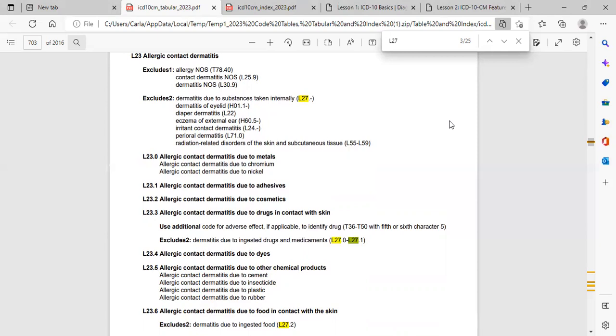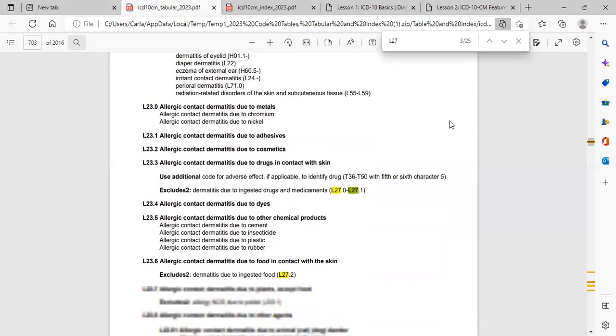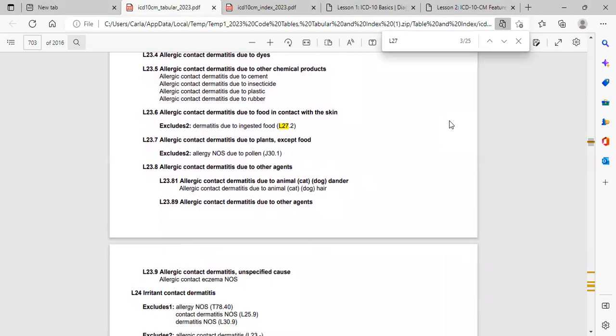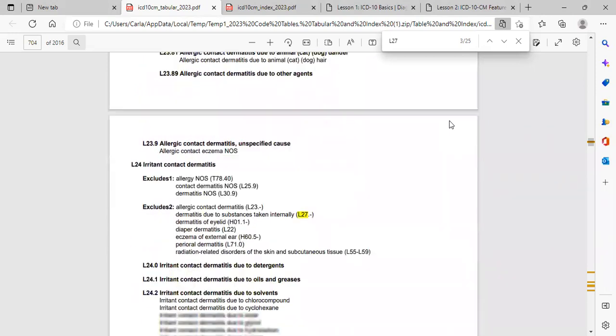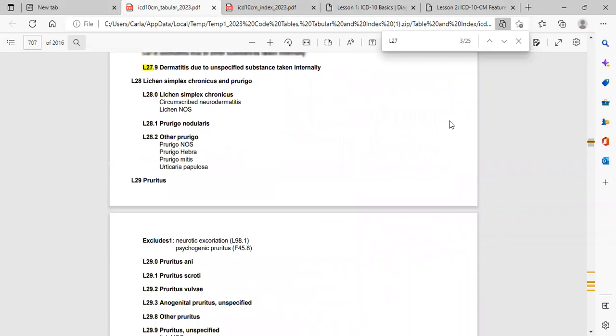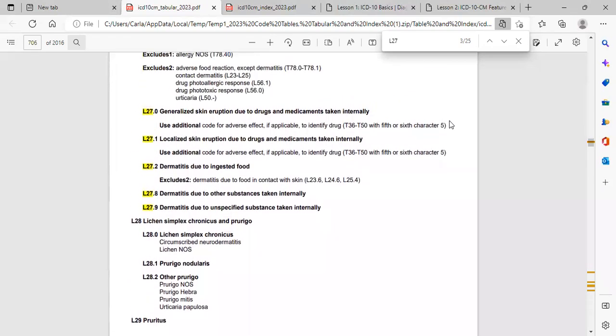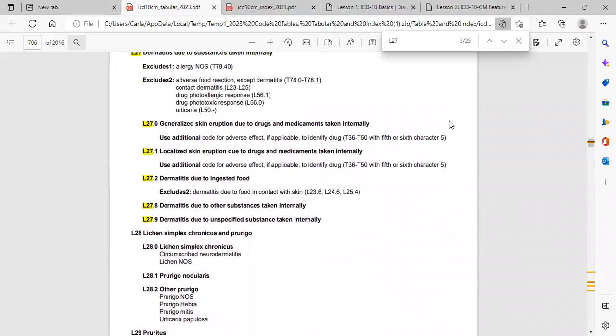And where I was going for an internally ingested item. And allergic contact dermatitis due to food in contact with skin, dermatitis due to ingested food, allergic dermatitis due to plants. So I'm thinking L27.2. It keeps telling me that. So I'm going to go down to L27.2 to see if all of this is exactly what it's telling me.